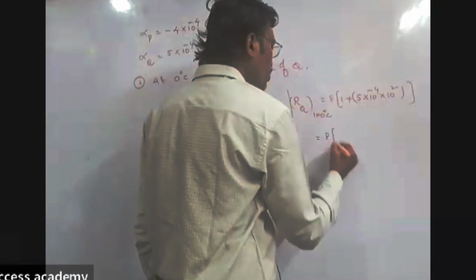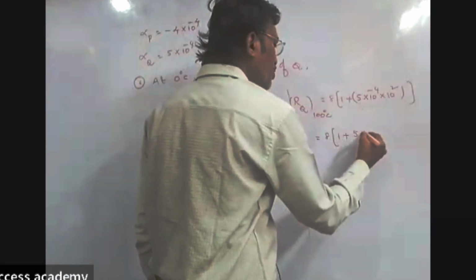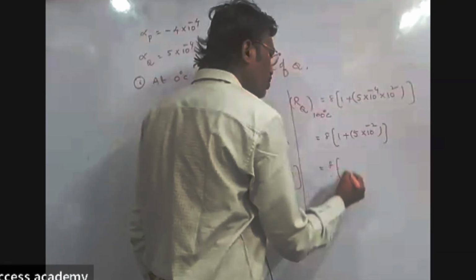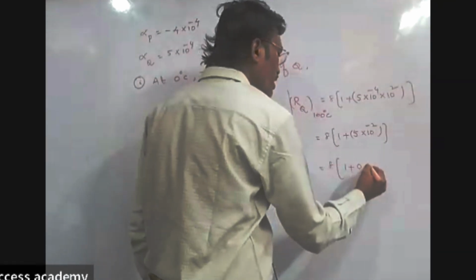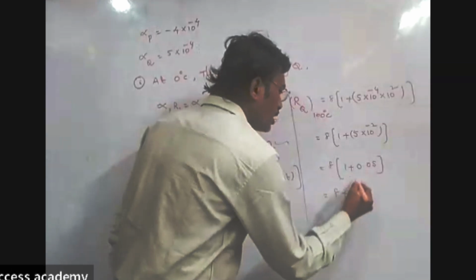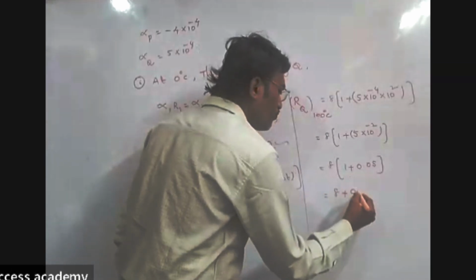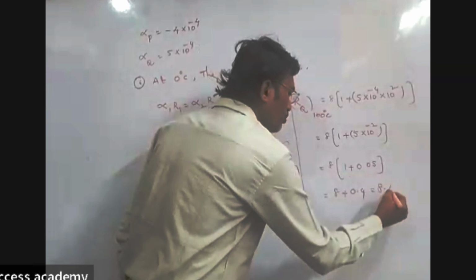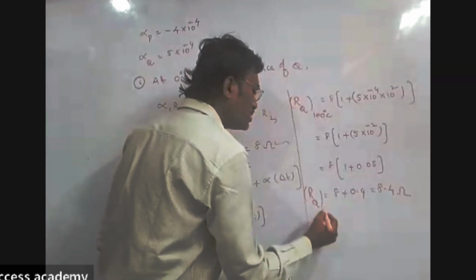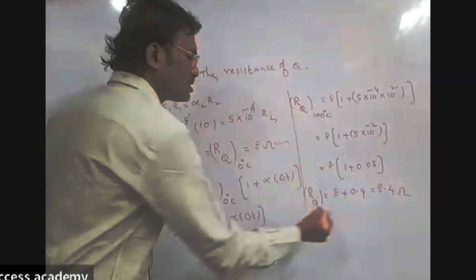Then 8 into 1 plus 5 into 10 power minus 2, that is equal to 8 into 1 plus 0.05. That is equal to 8 plus, 8 5s are 40, that is 0.4 you will get. That is equal to 8.4 ohm. This is the resistance at 100 degrees Celsius of the Q resistance.